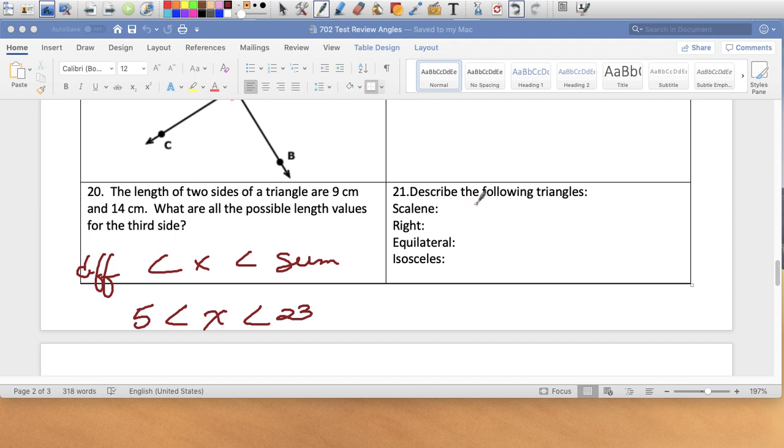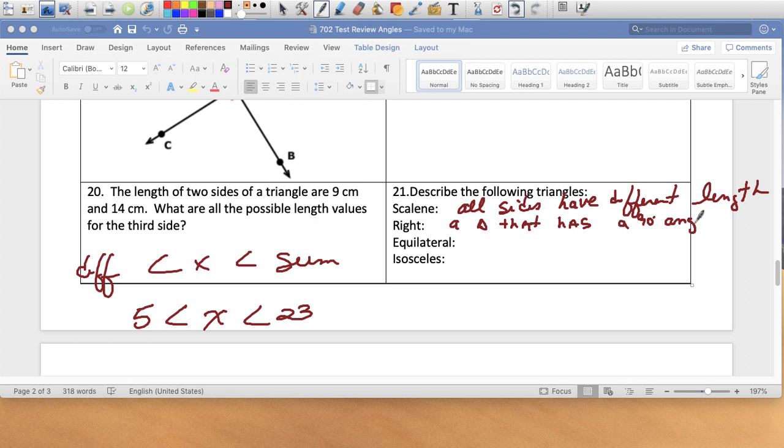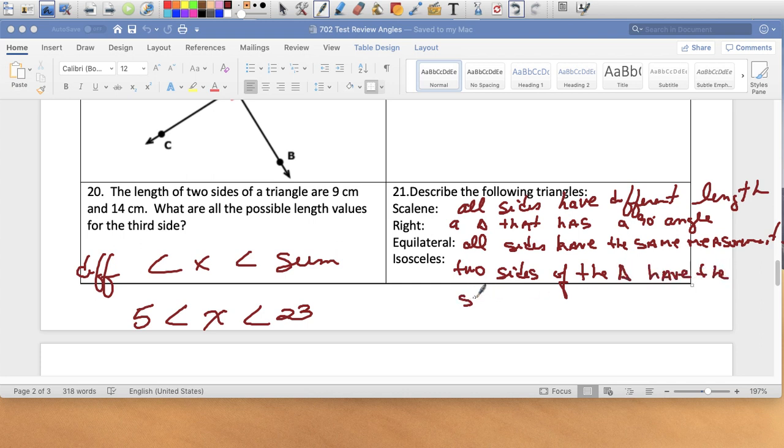Describe the following triangles. Scalene is a triangle where all the sides measure different. All sides have different lengths. Right is a triangle that has a 90-degree angle. Equilateral is a triangle where all sides have the same measurement. And the last one, an isosceles triangle, is where two sides of the triangle have the same measurement.